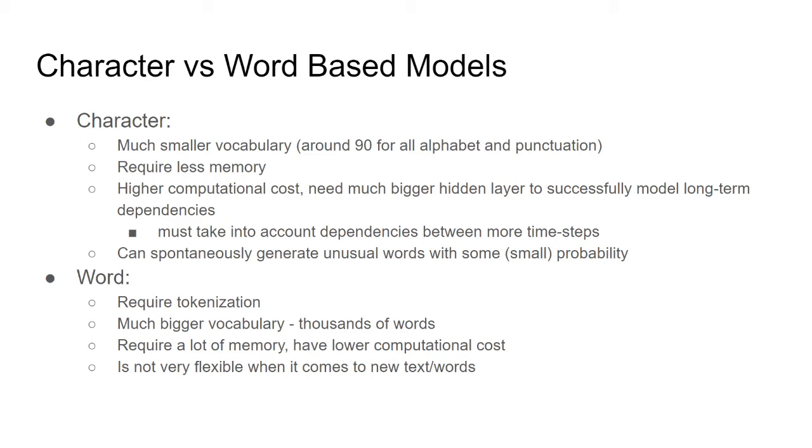Now, using word-based models means we'll first have to tokenize our data set. It will also have a much bigger vocabulary since the English language contains thousands of words, meaning that it will require a lot more memory when compared to character-based models. However, it will have lower computational cost. Another con with word-based models is that it's not very flexible when it comes to dealing with new text and words. In the end, we find that our best results come from using a word-based model based on the Cornell movie dialogue corpus.